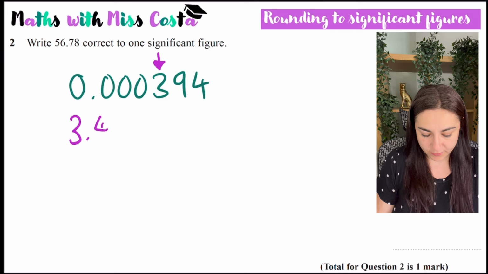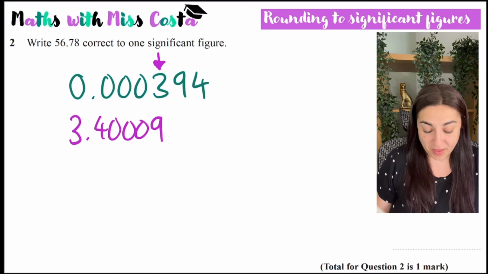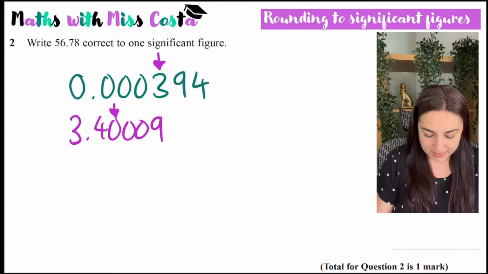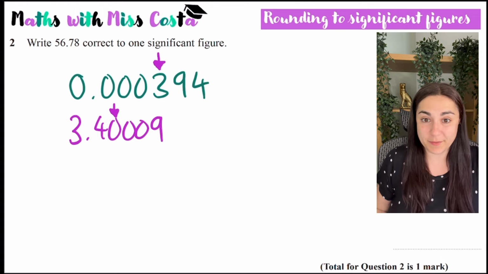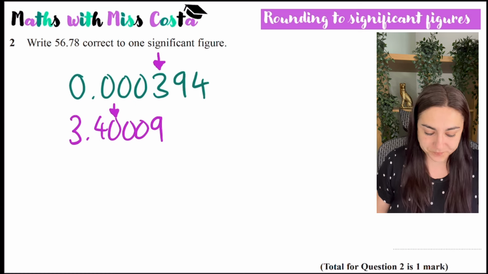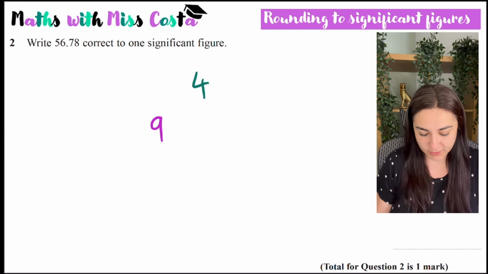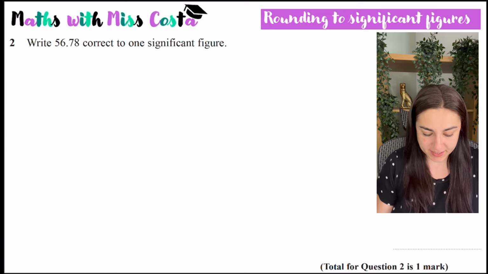But if you had 3.40009, the third significant figure would be 0. So 0 counts as a placeholder if it's in between 2 digits. But that's not relevant to this question, just some extra knowledge there.